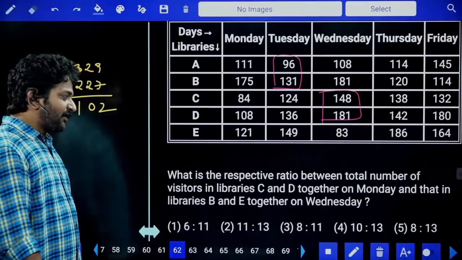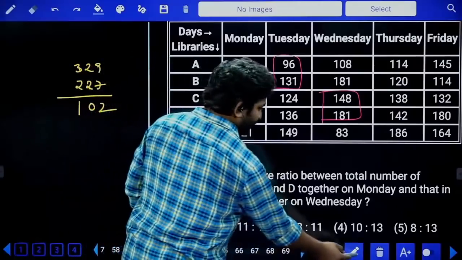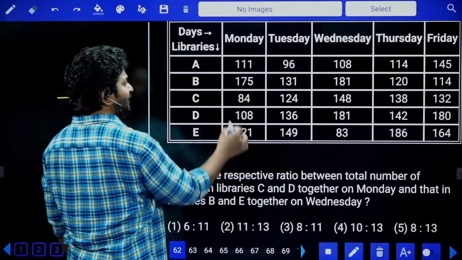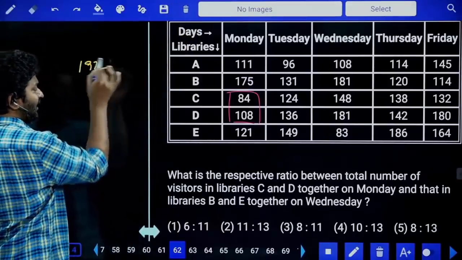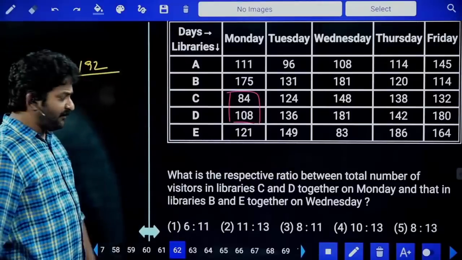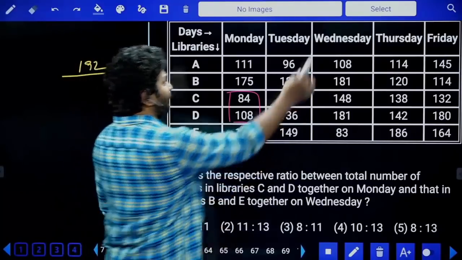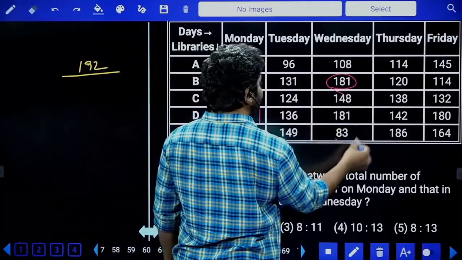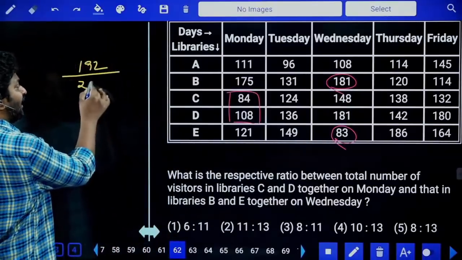What is the respective ratio between the total number of visitors in libraries C, D together on Monday? C, D together on Monday. Yes, the sum of these two numbers, that is equal to 192. As it is a ratio, you can write it as A is to B or A by B form. Libraries B, E together on Wednesday. Wednesday, B and E together, 181 plus 83, that is equal to 264.